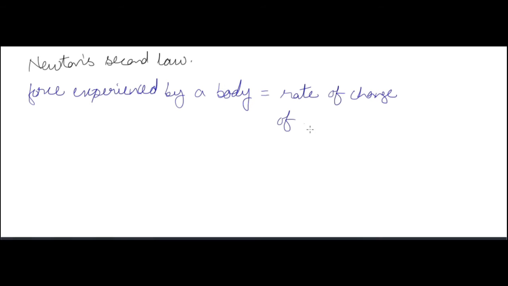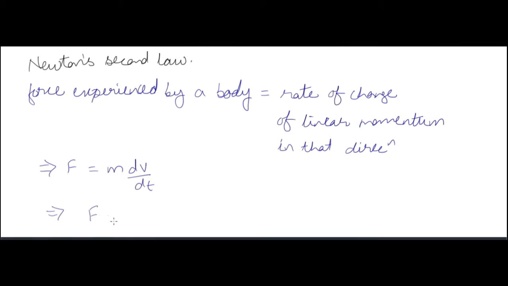Now Newton's second law. Newton's second law says the force experienced by a body is the rate of change of linear momentum in that direction. So F is equal to m dv by dt. m dv is the change of linear momentum, and dividing by dt gives the rate. So m dv by dt is the rate of change of linear momentum. So F dt is equal to m(v2 minus v1), or F delta t is equal to m(v2 minus v1). Here t is time, v is velocity, F is force, m is mass.